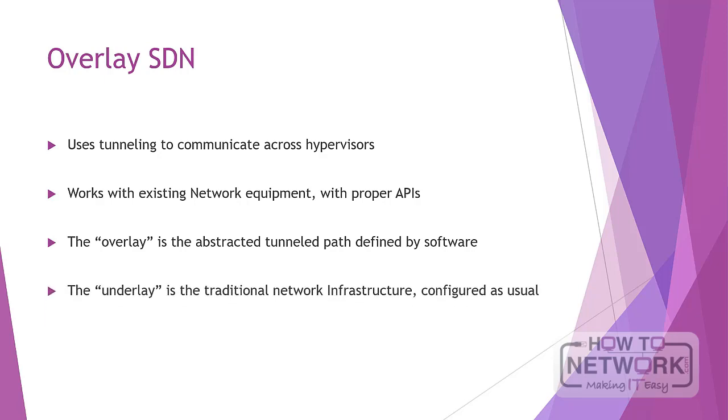And then underlay is the traditional network infrastructure. And again, in Overlay SDN, it's configured as in the traditional way. All right, so it's more compatible. It's an easier transition to SDN than what it would be to apply the full open model. And as I said before, Juniper has its own solution, which is called Juniper Contrail.